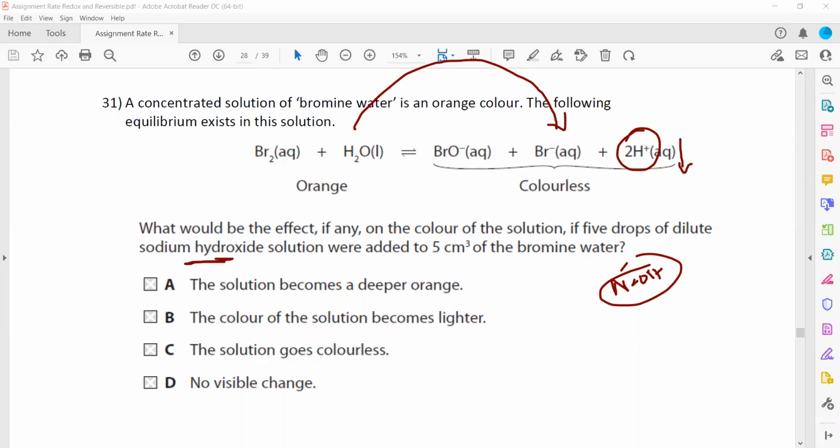so you will still have reactant present. So you cannot say it becomes colorless. If you say it becomes colorless, that's wrong, because there are still molecules of bromine, but only a few, so the color of the solution will become lighter. That's why B is the right answer.